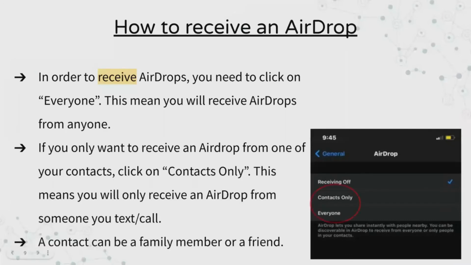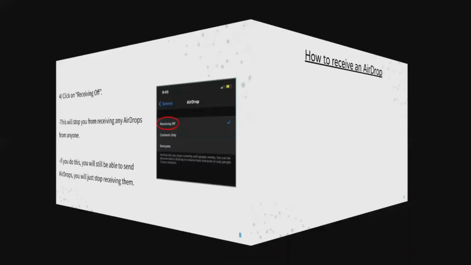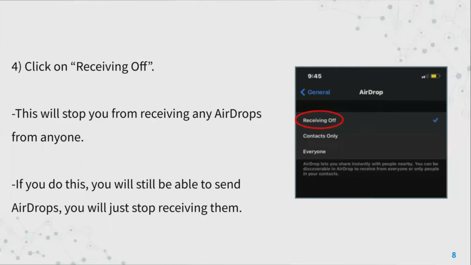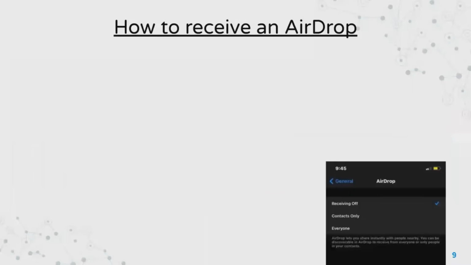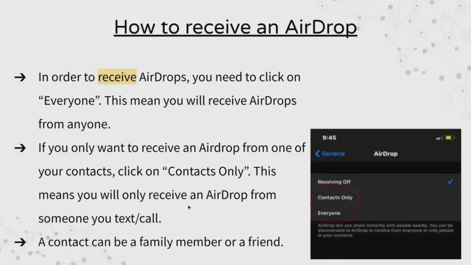How to receive an AirDrop. In order to receive AirDrops, you need to click on everyone. If you go back to the other slide here, one of the options was everyone. So if you want to receive the AirDrops, click on everyone. If you only want to receive AirDrops from your contacts, click on contacts only. This means you will only receive an AirDrop from someone you call or text, family members, friends. Those are usually your contacts.